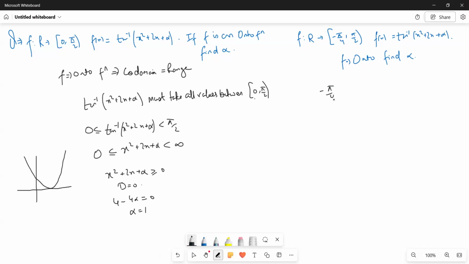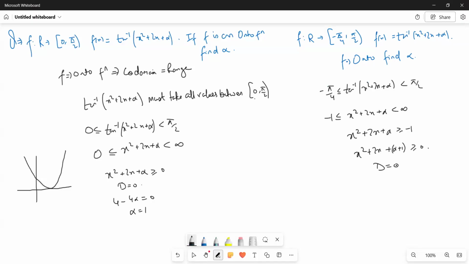माइनस पाई बाई 4 इज लेस देन इक्वल टू tan इनवर्स ऑफ x स्क्वायर प्लस 2x प्लस अल्फा इज लेस देन पाई बाई 2. फिर tan ऑफ द होल थिंग कर देंगे तो यहाँ पे -1 आ जाएगा एज द मिनिमम वैल्यू. इन्फिनिटी, अब इन्फिनिटी का तो कुछ करना है नहीं. सो x स्क्वायर प्लस 2x प्लस अल्फा मस्ट बी ग्रेटर देन इक्वल टू -1, और x स्क्वायर प्लस 2x प्लस अल्फा प्लस 1 मस्ट बी ग्रेटर देन इक्वल टू 0.